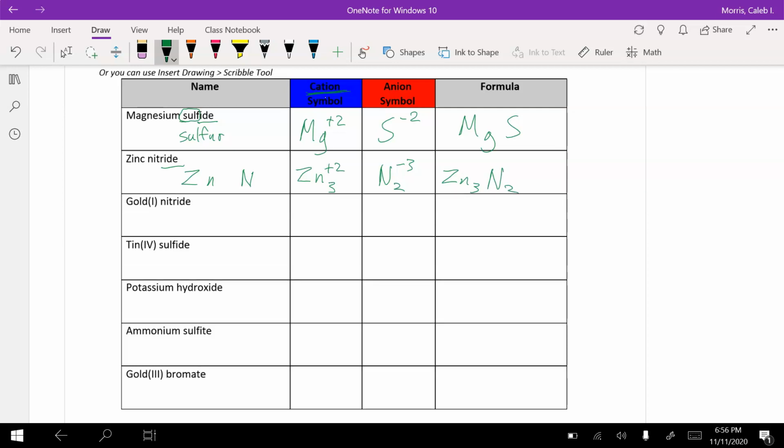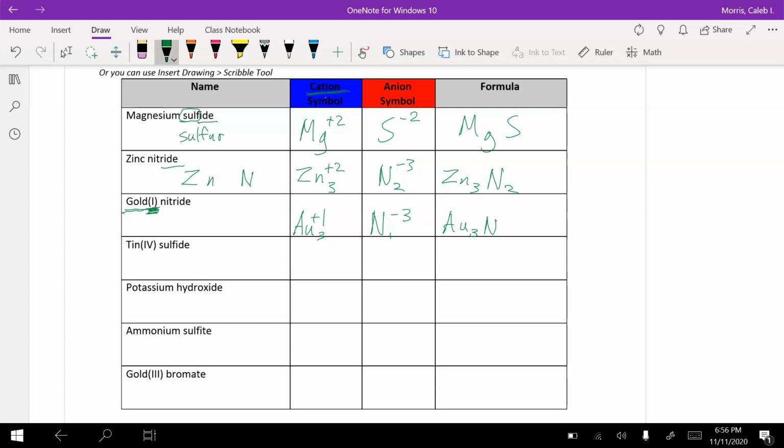All right, gold(I) nitride. Well, gold is one of those that we don't actually know the charge of, but they told us the charge by giving us a Roman numeral. So that means this is gold, which if you don't know the symbol for gold, it's Au. You might want to memorize that one, Au, with a +1 charge. And then nitride, well, we just found nitride. It's negative 3, with a negative 3 charge. Let's do our crisscross. 1 goes down here. We don't have to write the 1. 3 goes over here. So it's Au3N.